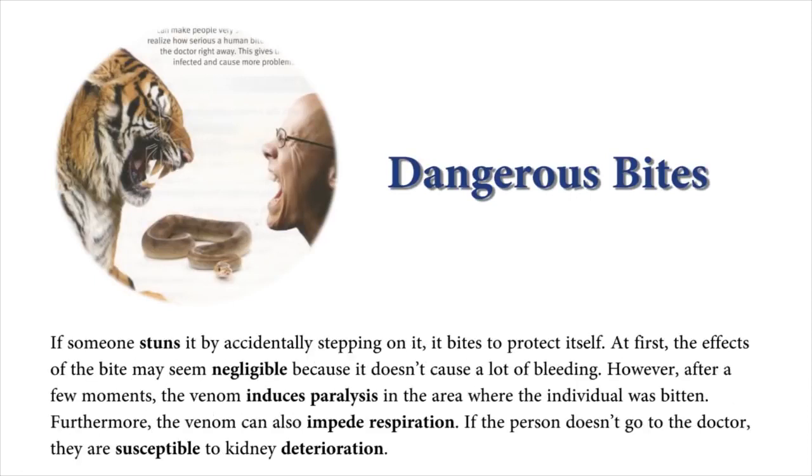If someone stuns it by accidentally stepping on it, it bites to protect itself. At first, the effects of the bite may seem negligible because it doesn't cause a lot of bleeding. However, after a few moments, the venom induces paralysis in the area where the individual was bitten. Furthermore, the venom can also impede respiration. If the person doesn't go to the doctor, they are susceptible to kidney deterioration.